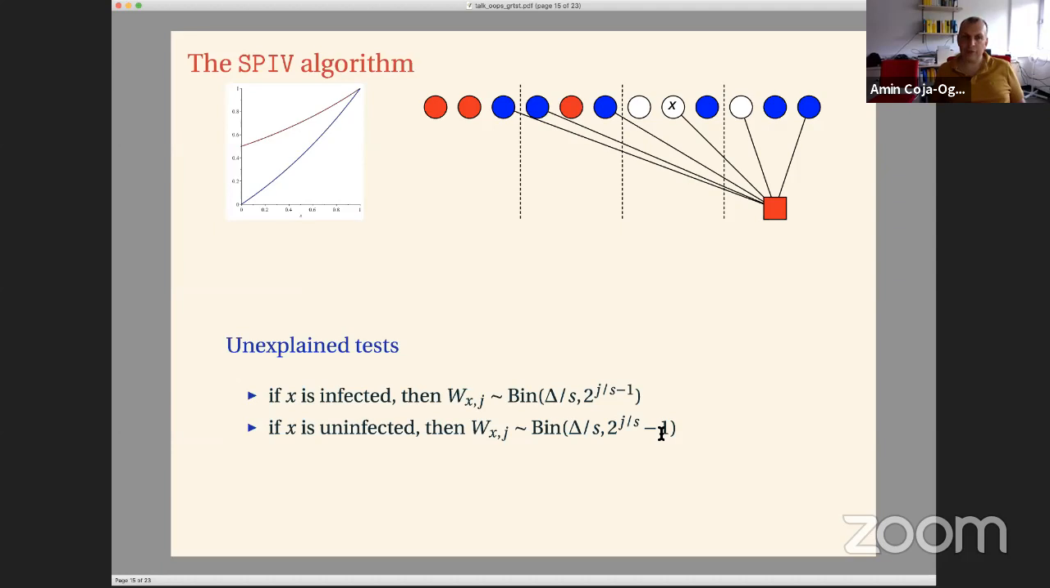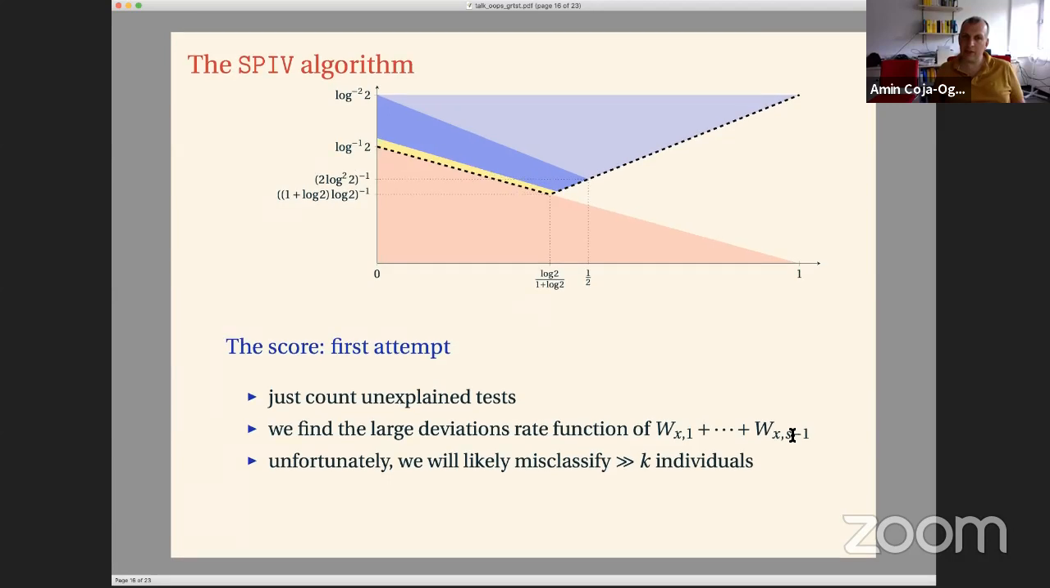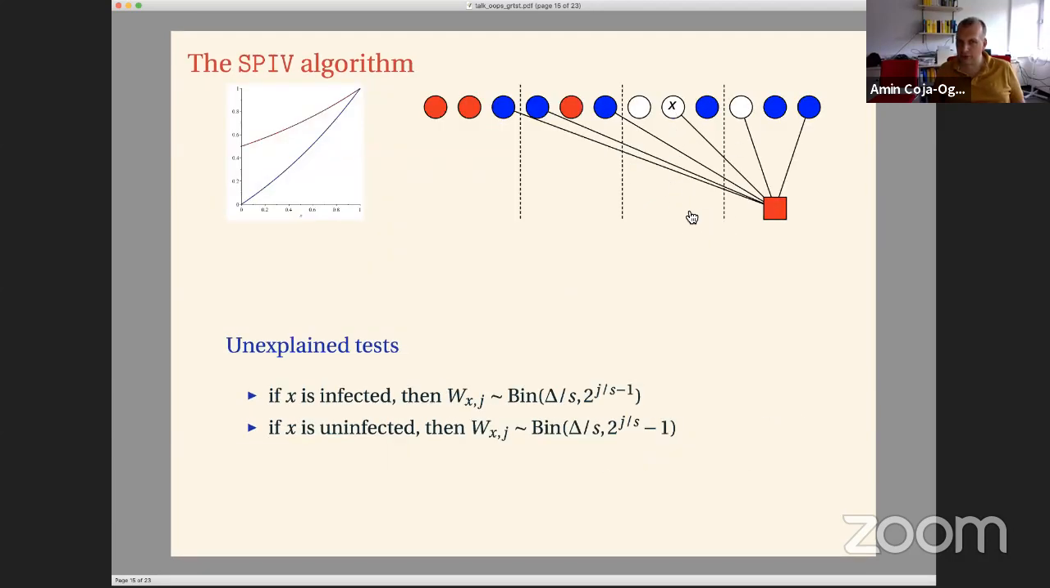And therefore, a first idea to define the score, to try and figure out who is infected, might be to simply count the total number of unexplained tests in which an individual participates. So for this X, I would simply count from its own compartment up to S minus 1 compartments to the right: how many tests are you in that are positive and as yet unexplained? That seems like a good idea, because this number should typically be bigger if X is infected than if X is not infected. So maybe I can use this variable to discriminate between the two cases.